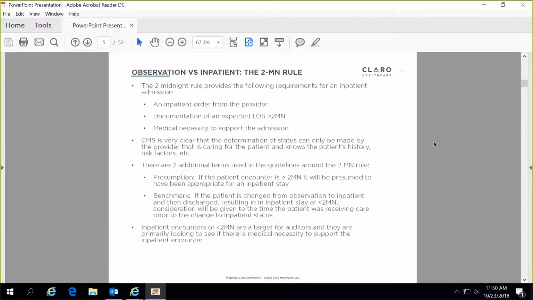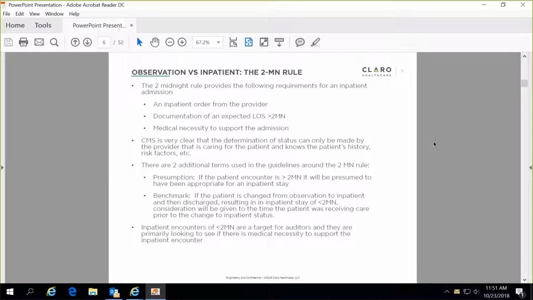So observation versus inpatient. We have the 2 midnight rule. I'm sure the physicians are very familiar with this. The 2 midnight rule provides the following requirements: an inpatient order from the provider, documentation of greater than a 2 midnight stay, and then that medical necessity. So it's not just the length of stay, it's building that story that it's medically necessary for that patient to stay. And sometimes we're missing that piece of the physician's medical decision of the why, the risk involved of something adverse occurring for that patient. What are they considering in the presentation of that patient?